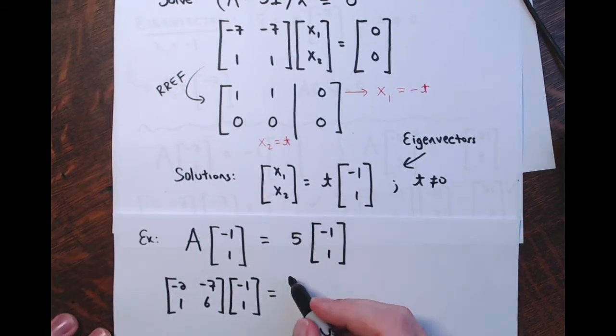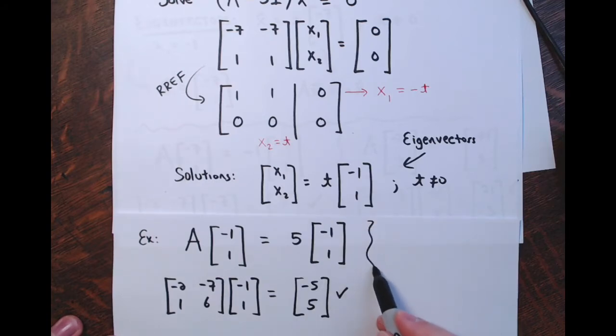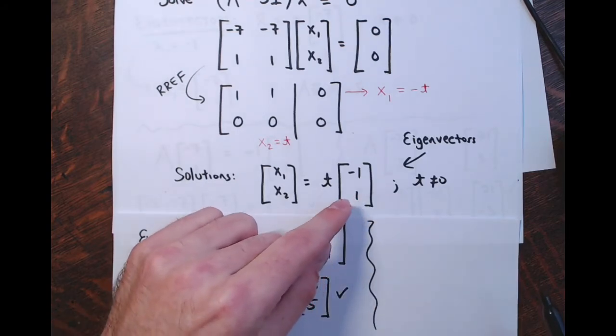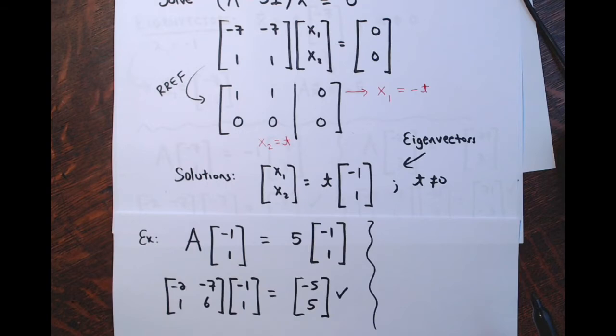Let's see. 2 minus 7, negative 5. Hey, look at that. So far, so good. And then negative 1 plus 6, positive 5. Oh, amazing. All right. That is 5 times the original vector. And again, it doesn't have to be negative 1, 1. Any non-zero multiple of this vector is also another eigenvector.